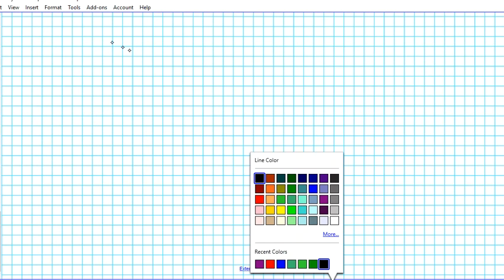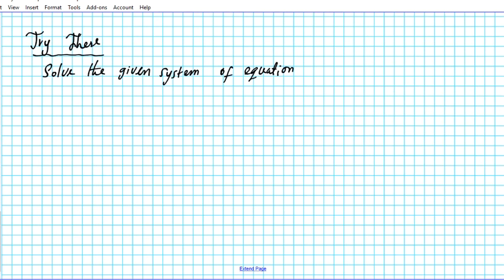Alright, so how well did you master the contents of this presentation? To demonstrate mastery, we'd like you to try out the following problems. So we'd like you to try these. Instructions are the same. You are to solve the given system of equations by the substitution method.